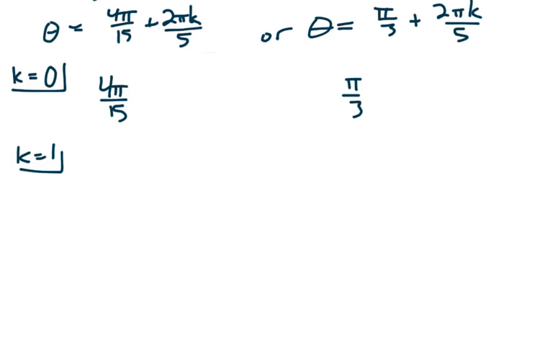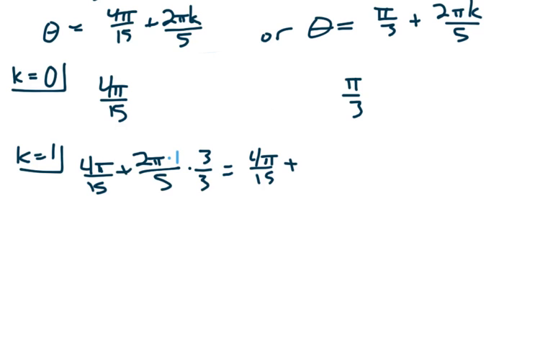Now, k equals 1. That's 4 pi over 15 plus 2 pi times 1 over 5. Now we're going to get a common denominator to add these. The common denominator between 5 and 15 is 15. What do I multiply 5 by to get 15? I have already written the answer. So, 4 pi over 15 plus 2 pi times 1 times 3 is 6 pi over 15. And this ends up being 10 pi over 15, which, yes, it reduces. It is 2 pi over 3, but let's also remember that it's 10 pi over 15. So we got 4 pi over 15. We've got 5 pi over 15. We've got 10 pi over 15.